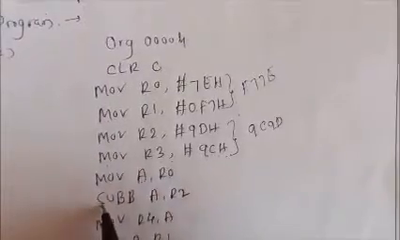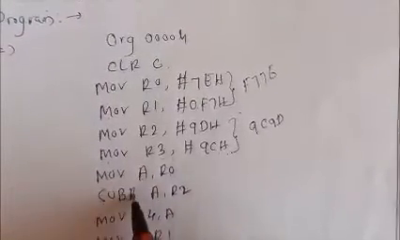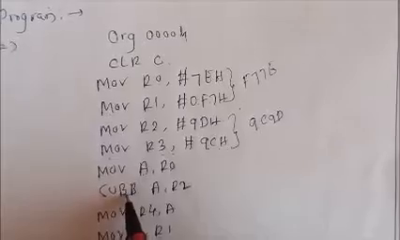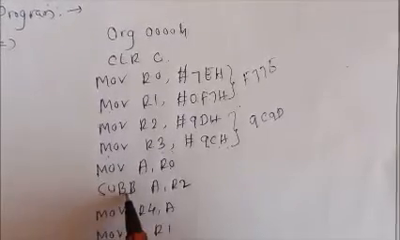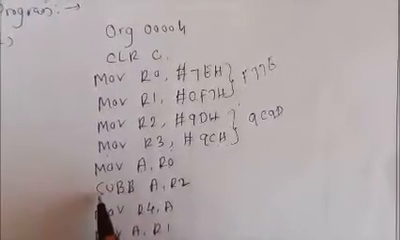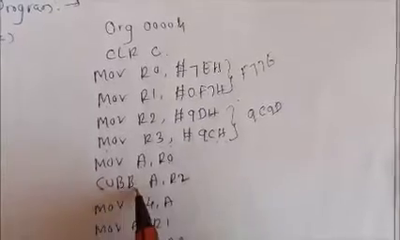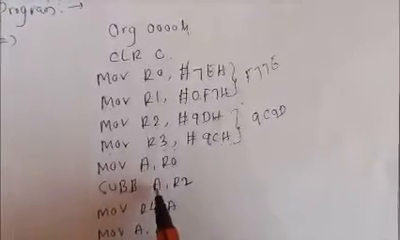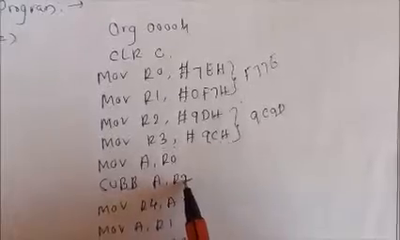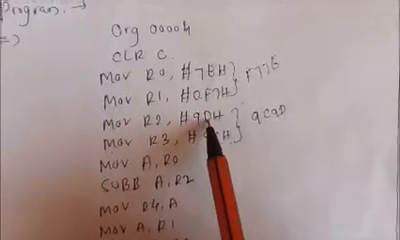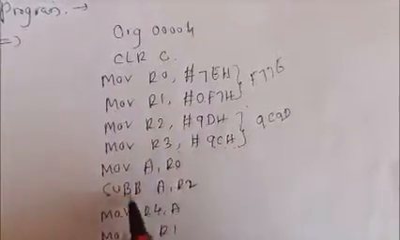Next one, subtraction with borrow. Don't write SUB only. If you write SUB, that is totally wrong. There is no such instruction in 8051. You need to write SUBB, subtraction with borrow, between the content of accumulator comma R2. What is the value of the R2 here? 90. Is it clear?